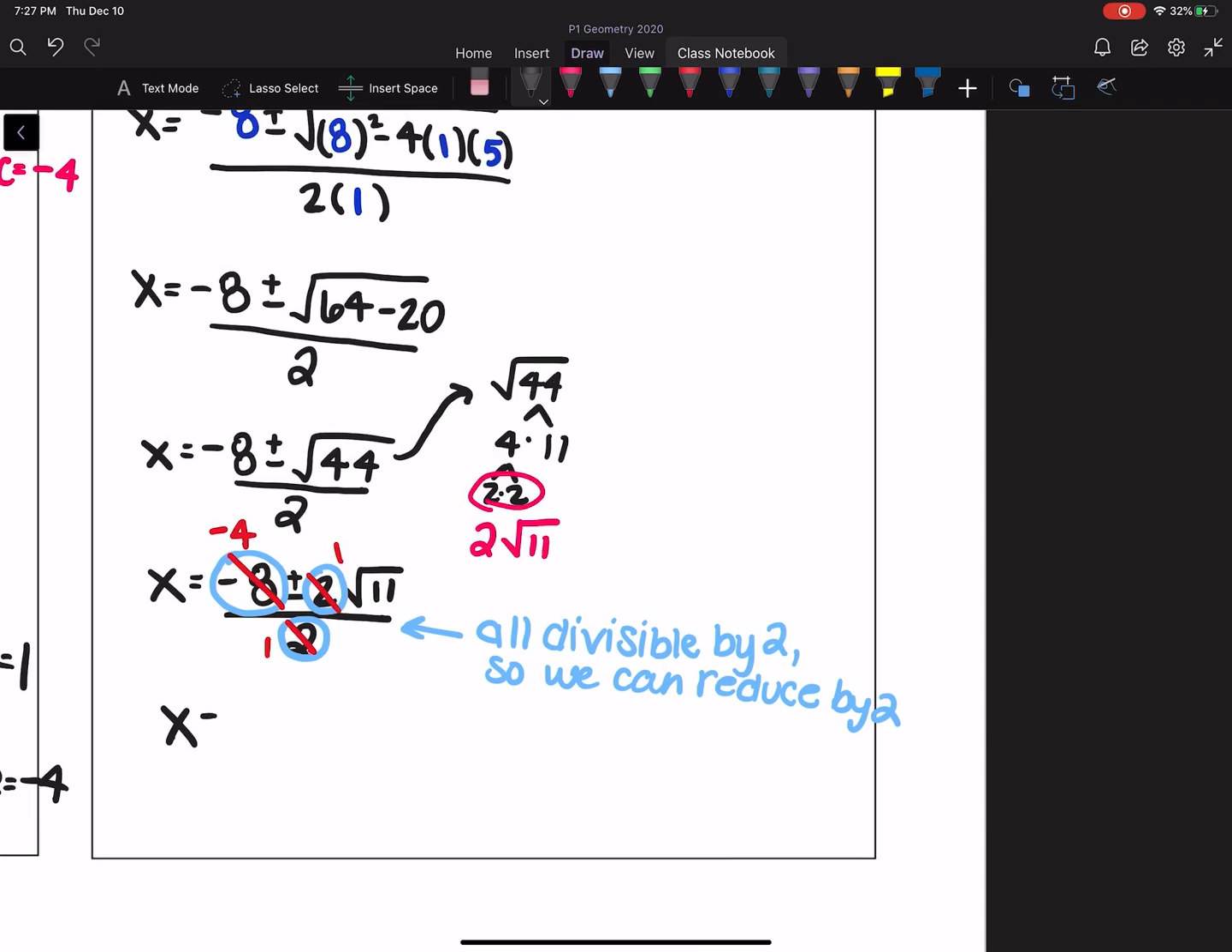So now that we've reduced those terms, we're just going to rewrite this so it looks a little bit more clean. So I've got my -4 plus or minus the square root of 11, and that's all over 1, or we can just simplify it to -4 plus or minus the square root of 11.